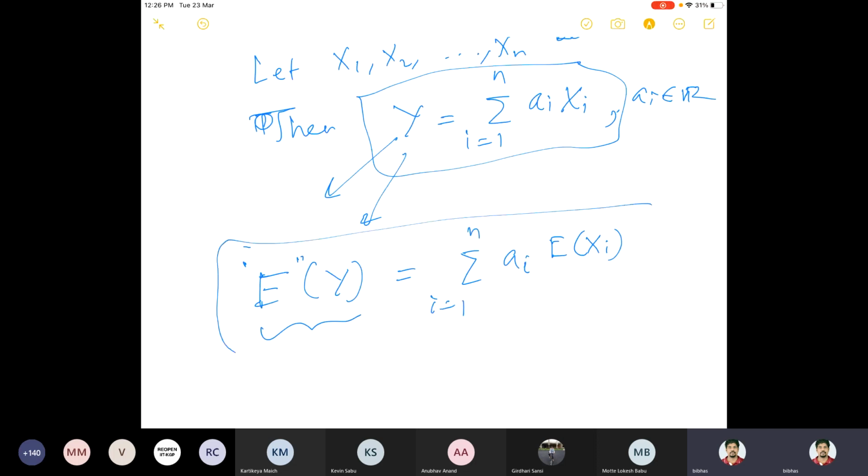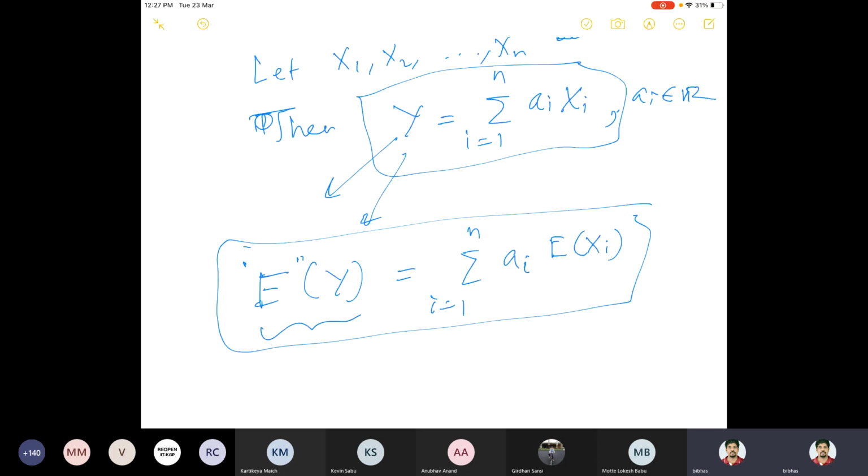Okay, so this is just a formula. If I know that the means are the expected values of the individual random variables xi, then we can also talk about the mean of the linear combination of those random variables. This is just a formula. Now I'll tell you how to calculate the variance of y and how the covariance will play a role in finding a formula for the variance.